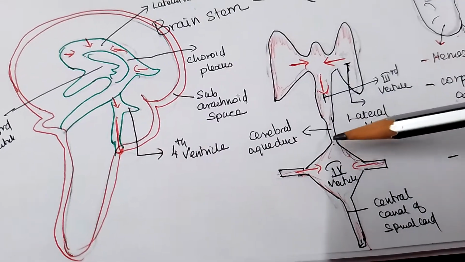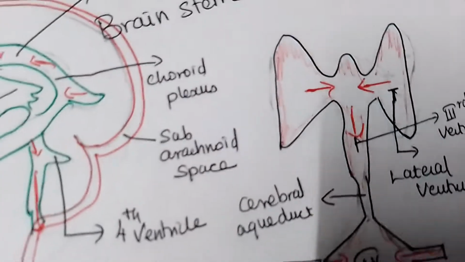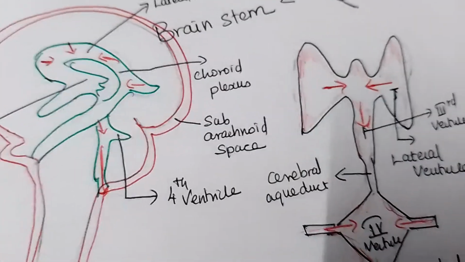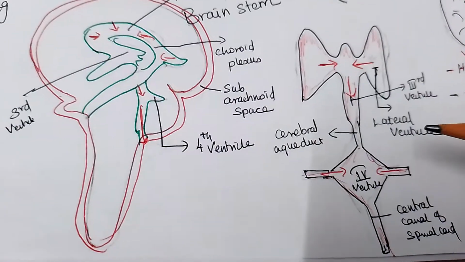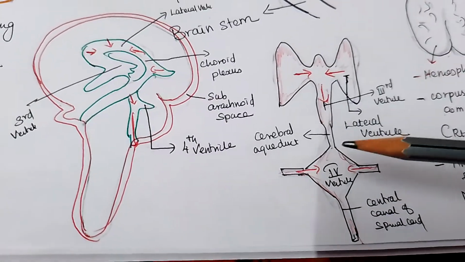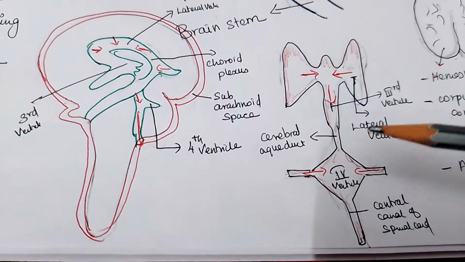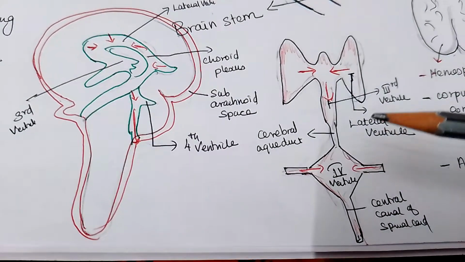Blockage should not be there. If it is there, the blockage will be affecting, and hydrocephalus will come. In that condition they will do a procedure, a tube will be put in, and the fluid will be drained to the heart. That is what they will do.